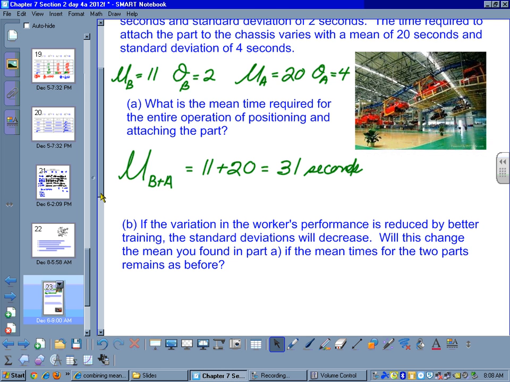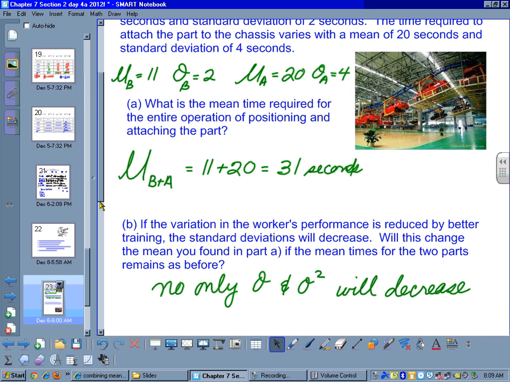The next question asks, if the variation of the worker's performance is reduced by better training, the standard deviation will decrease. Will this change the mean you found in Part A? If you're only reducing variation, then that is working on the spread, and it's only going to change the standard deviation. So the answer to Part B is no.